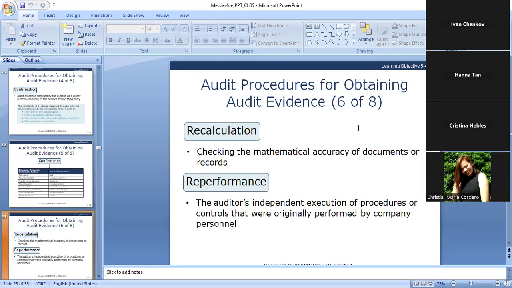Recalculation. What does recalculation mean? Recalculation is checking the mathematical accuracy of the documents and the records. Sometimes you can have a transposition error. Sometimes you may have a posting error. Performance. What does performance mean? It is the auditor's independent execution of the procedures or controls that were originally performed by the company personnel.